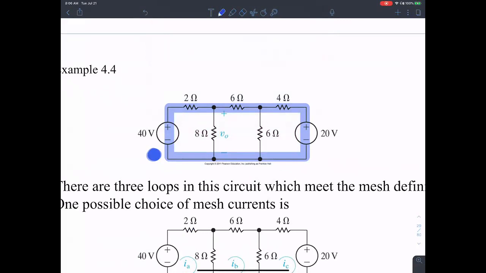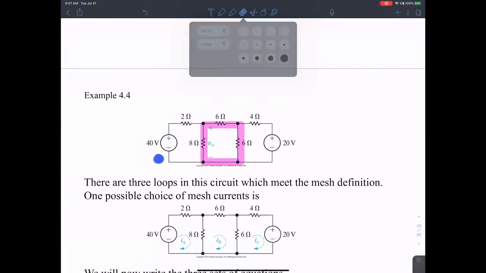But it is not a mesh, because there are other loops inside it. There's another loop inside that loop, so that makes it not a mesh. If there are other loops contained within that loop, then it's not a mesh. Let me draw a mesh here. This one is a mesh because it does not contain any other loop in it. So a loop which contains no other loops in it, that's called a mesh. That's the definition of a mesh.